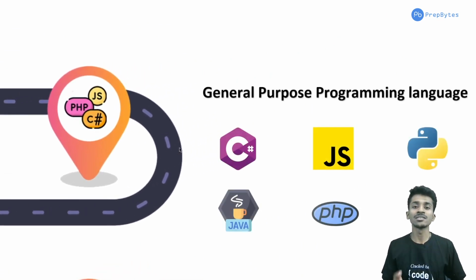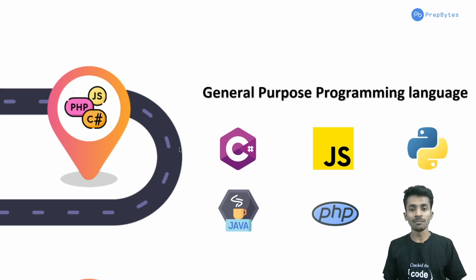There are tons and tons of general purpose programming languages out there. We have C#, we have JavaScript, Python, Java, PHP. And these are just the most commonly used ones. There are other languages as well, which I didn't get enough space to put in here.